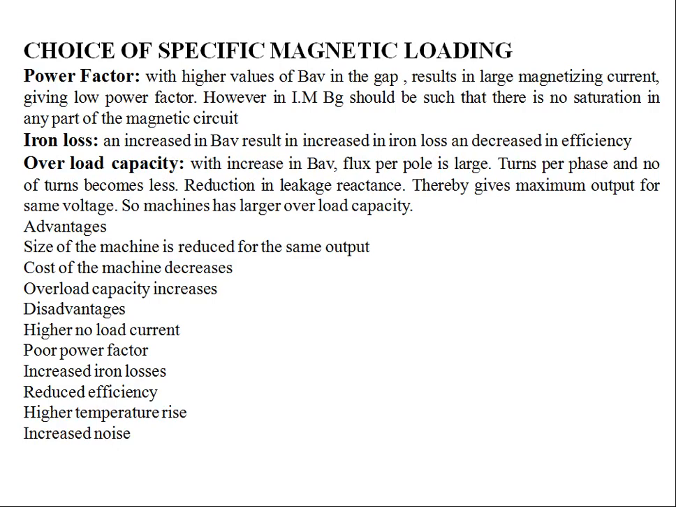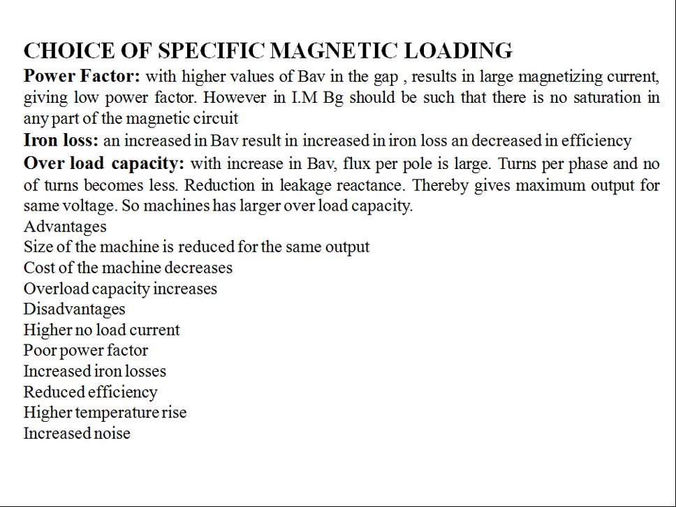Good morning everyone. In this video we will go through the choice of specific loading for induction motor. So we have already gone through the output equation. So in this we will go through the specific loadings. That is the specific magnetic loading and the specific electric loading. So the choices, the advantages and disadvantages of having a high and low specific magnetic loading and specific electric loading.